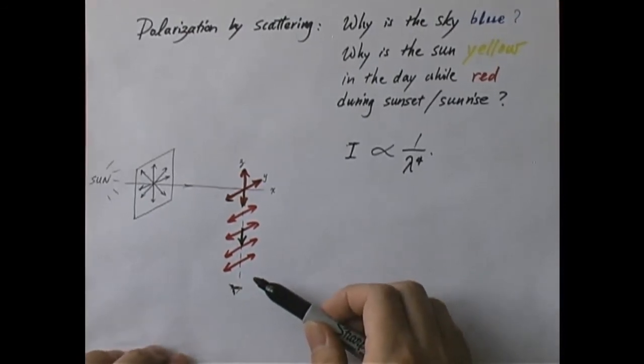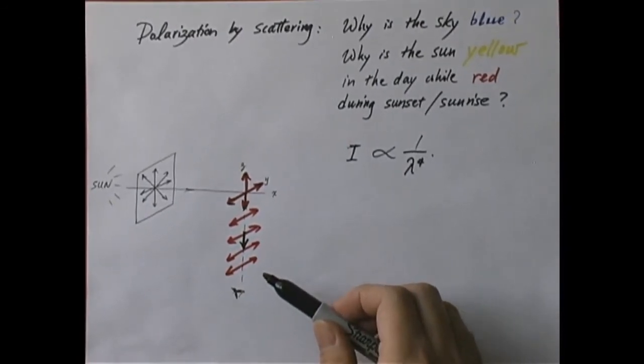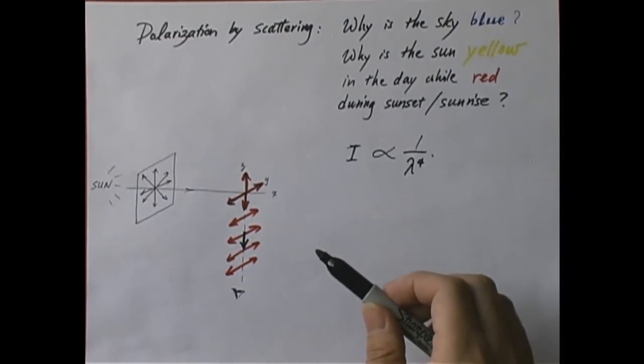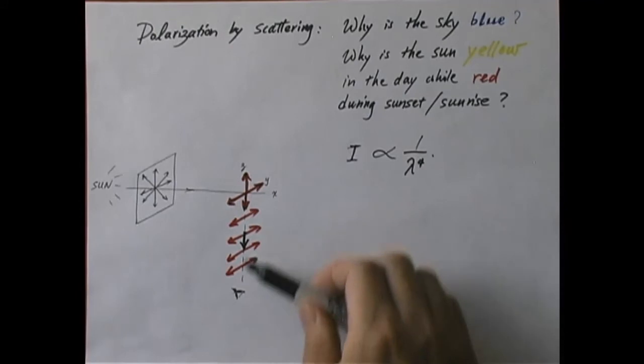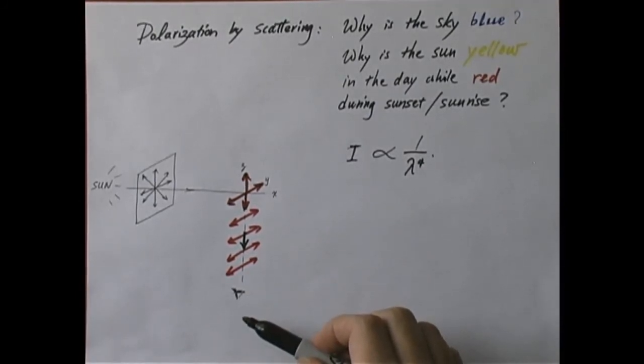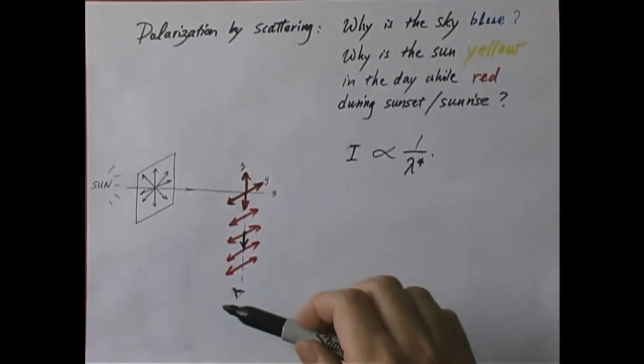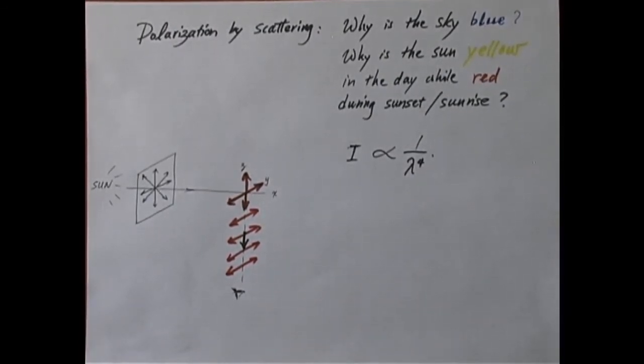Now, purple has the shortest wavelength within visible light. But the problem with the sun is that it doesn't produce a lot of purple light. What's the next shortest wavelength? It's blue. That is why the sky looks blue when you look at it from the side. You look away from the sun in the middle of the day, and you see the sky is blue. That is because of scattering.